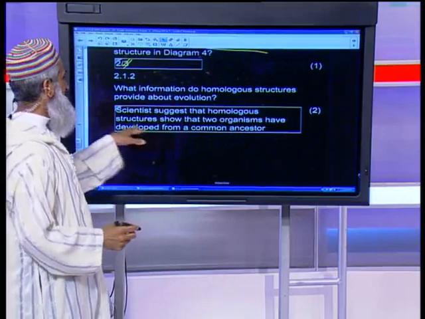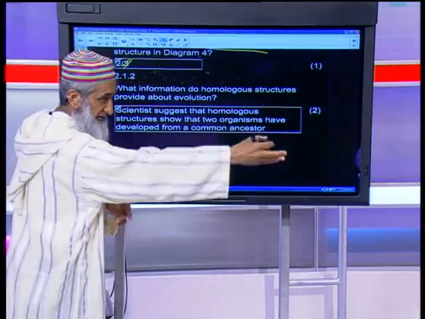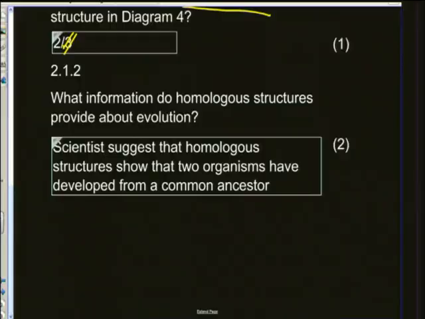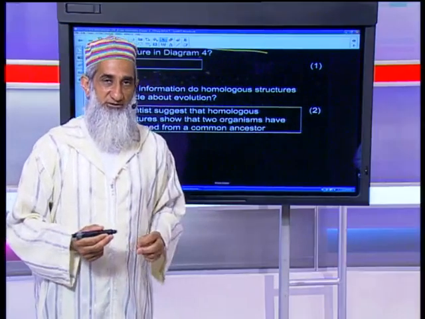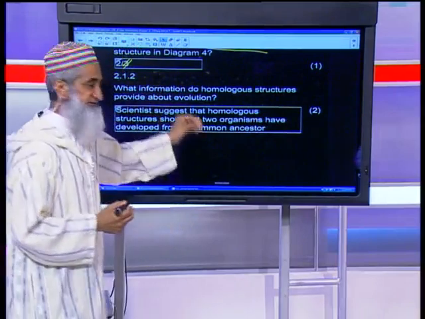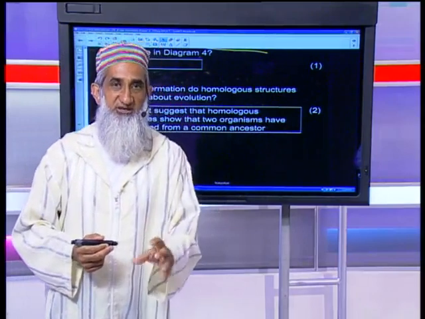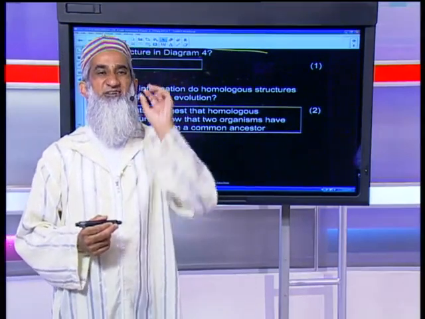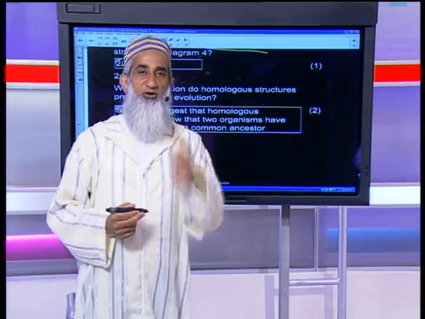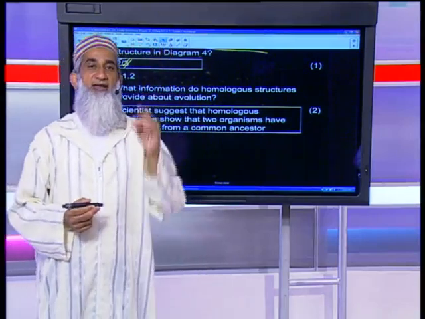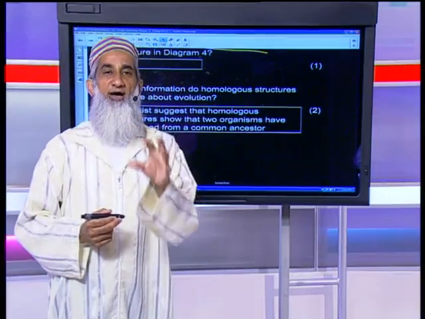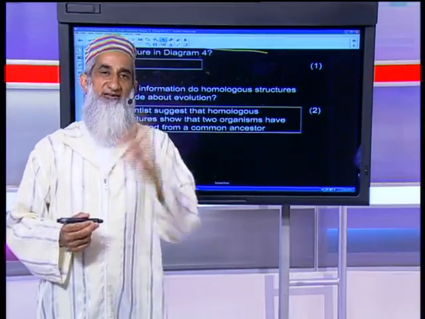So scientists are suggesting that homologous structures show that because they're similar structures, two organisms have developed from a common ancestor. Now, I need to clear up something that we spoke about in a previous show when I was doing evolution. I discussed homologous structures, analogous structures, and vestigial structures. CAPS only prescribes homologous structures, not analogous, not vestigial. I added analogous and vestigial to provide a comparison so that you can understand the difference.